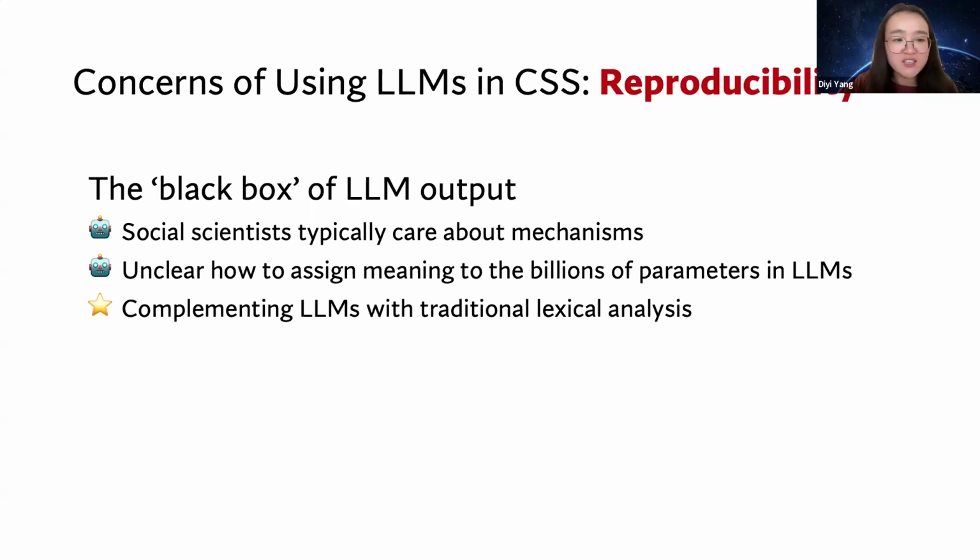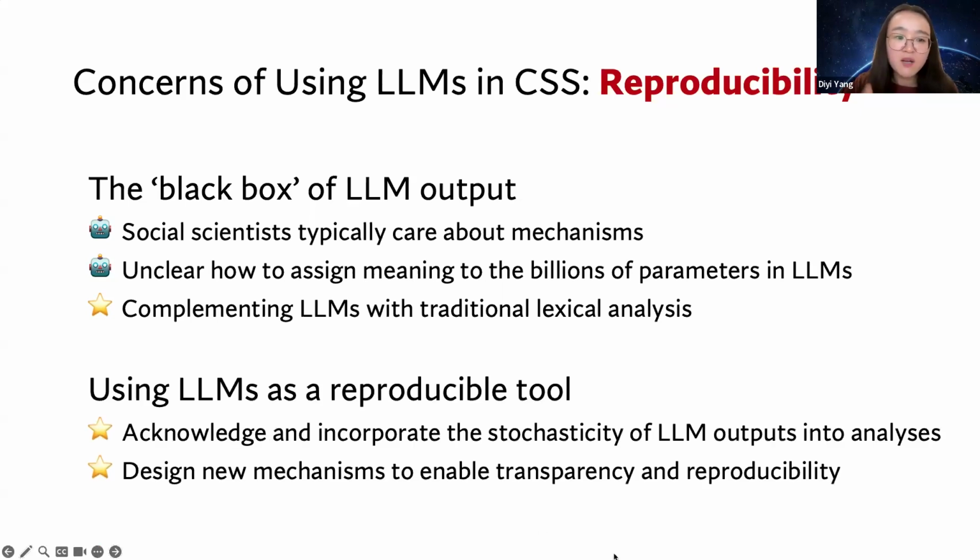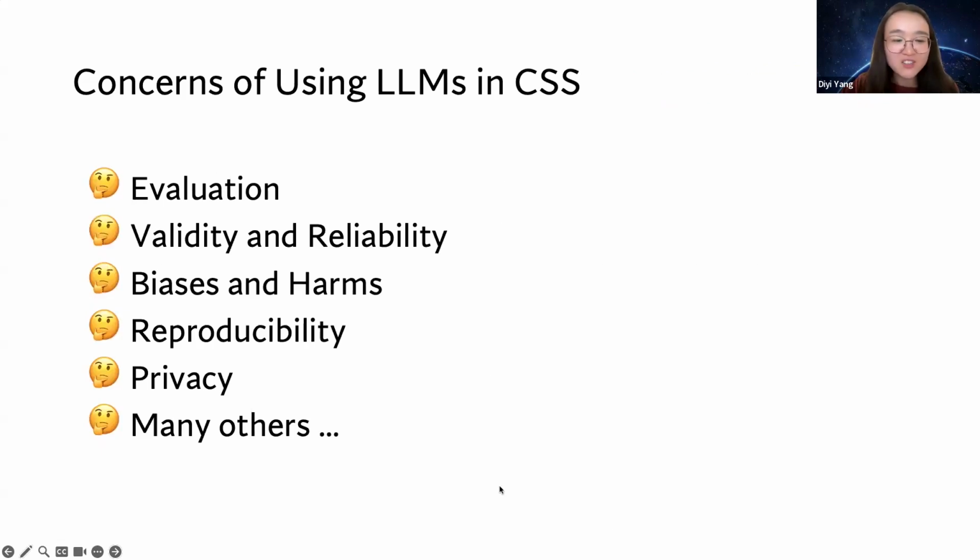So the recommendation here is that we could think about how to complement large language models with very traditional and classic lexicon analysis. Also, think about using large language models as a reproducible tool, acknowledge and incorporate the stochastic nature of large language model output into analysis, and maybe rely on new mechanisms or designs to enable transparency here. There are also lots of other dimensions I didn't mention today, such as privacy and many, many others.